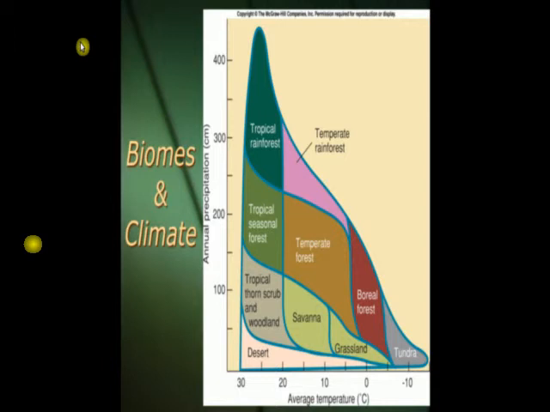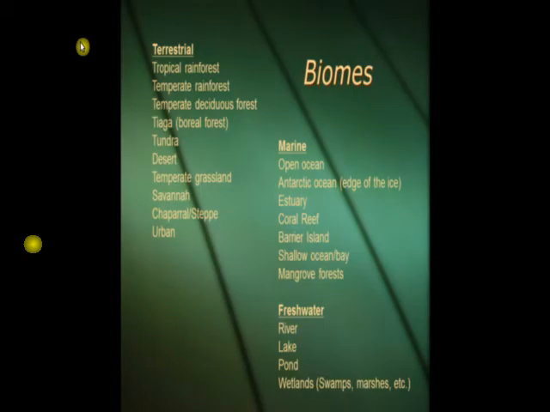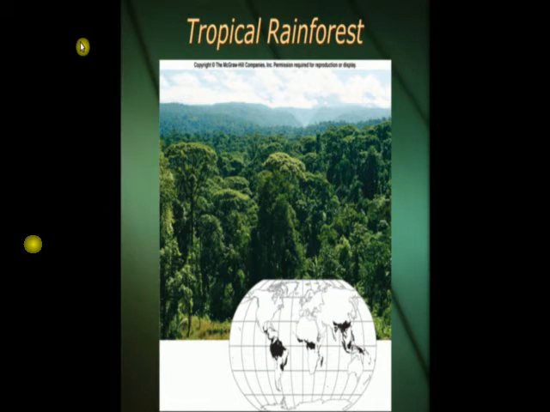Again, as we take a look at the biomes and climate, we look at the average temperature compared to the annual precipitation. This here is a graph just showing the differences between the biomes. Now, we will specifically pay attention to the terrestrial biomes, the land biomes. We will be covering the marine and the freshwater very briefly, but that will be in a different lecture at a different time. So let's take a look at some of the main ones that we are going to be looking at.